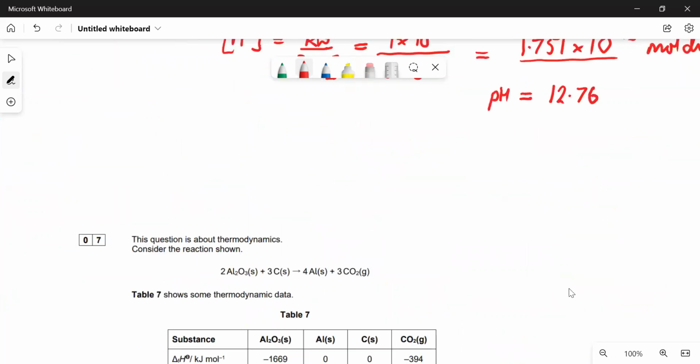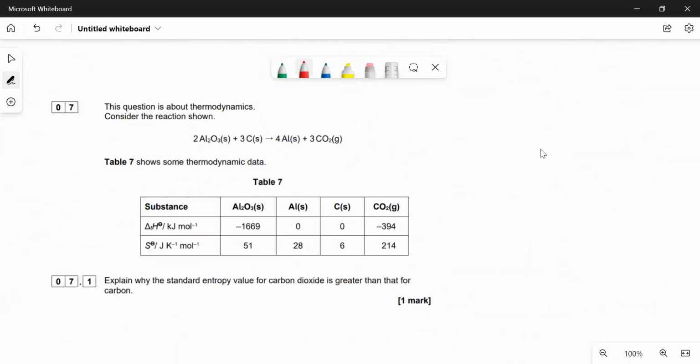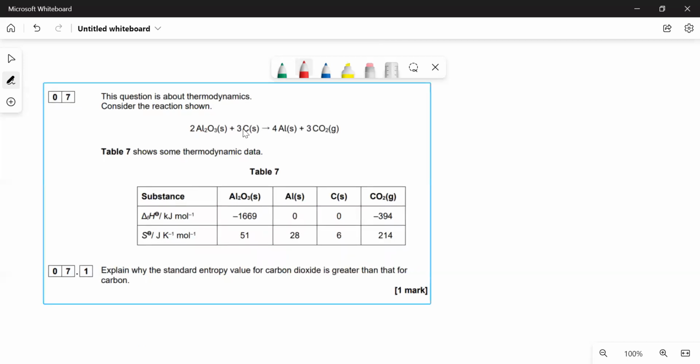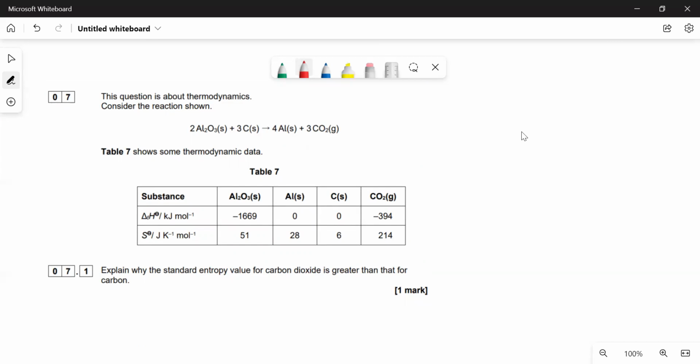Moving on then, to question 7. It's about thermodynamics. So we've got this equation of aluminium oxide reacting with carbon, and you should probably know that you can't get aluminium from aluminium oxide using carbon as a reducing agent. That's GCSE, isn't it? Carbon is not reactive enough, basically. So you know that this reaction won't happen.